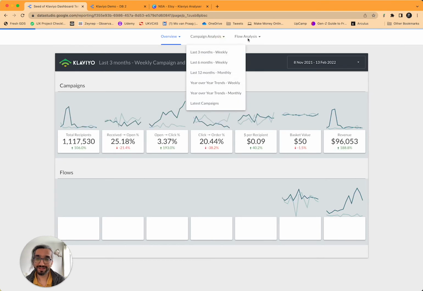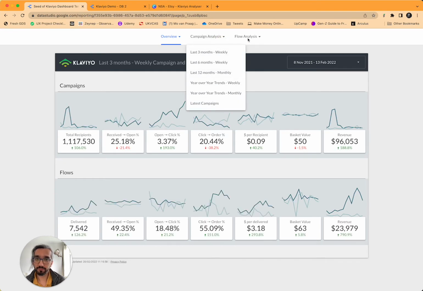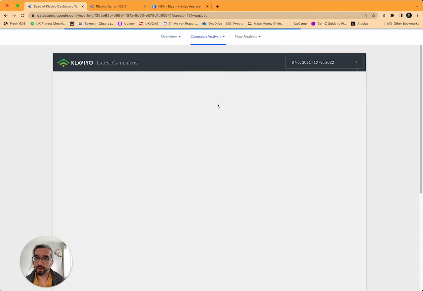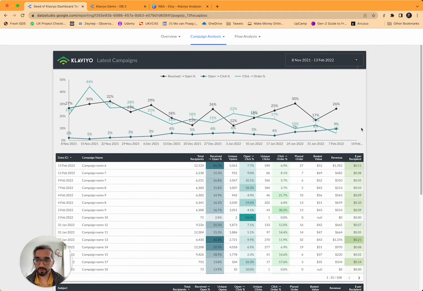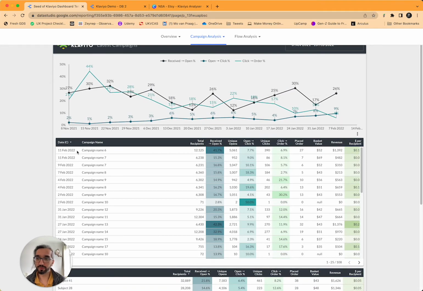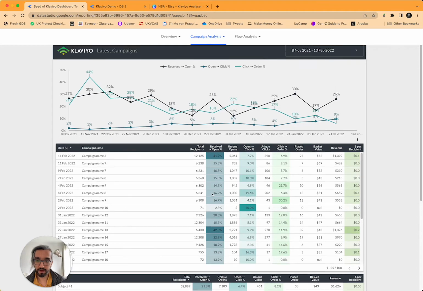So let's deep dive into campaign and flow. And I would like to show you, as a first step, the latest campaigns. If you are sending lots of campaigns, then you need to see all campaigns' performance according to recency. For example, on 11 February, you have sent two campaigns, and these are the campaigns' performance.